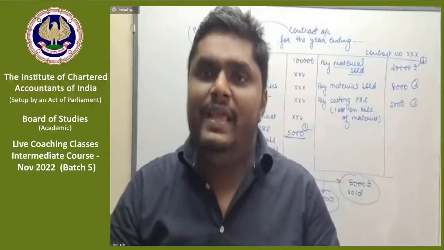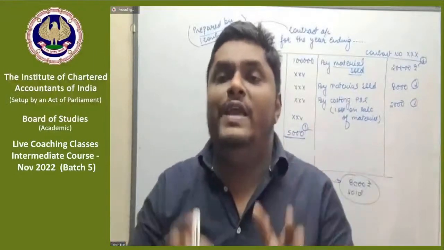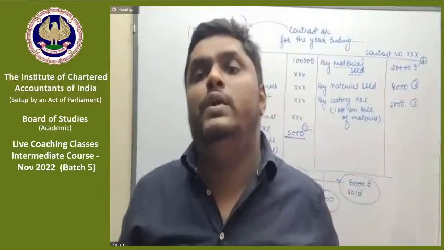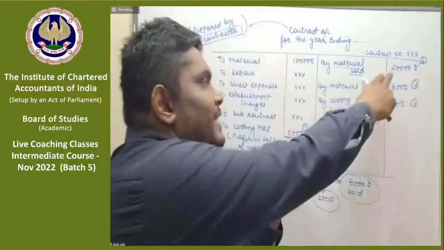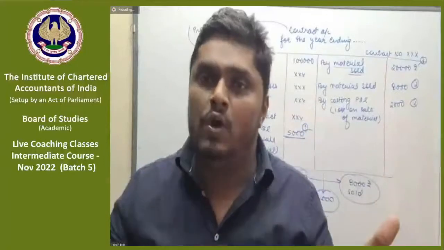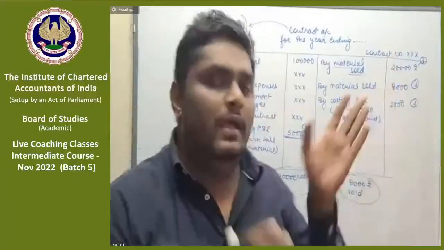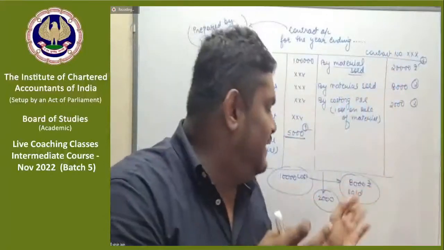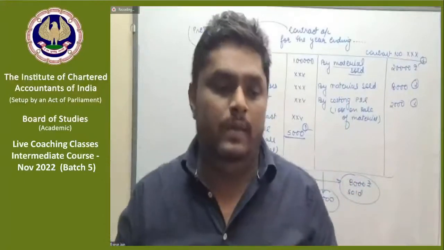So ultimately, we have to give the effect of the cost only to the contract account. So herein the net effect is of 15,000, that is the cost of material. Herein also the net effect is of 10,000, that is the cost of material that has been sold.